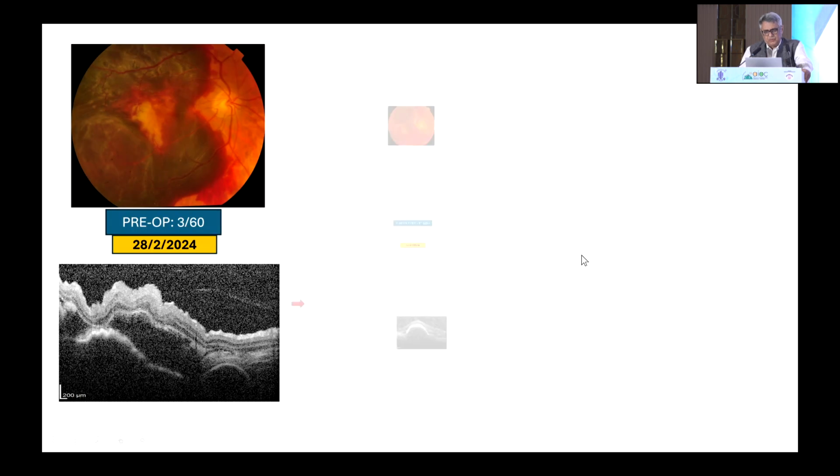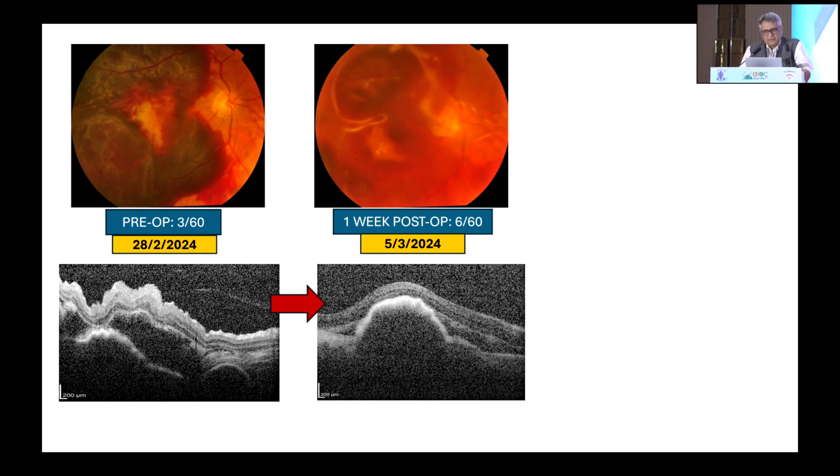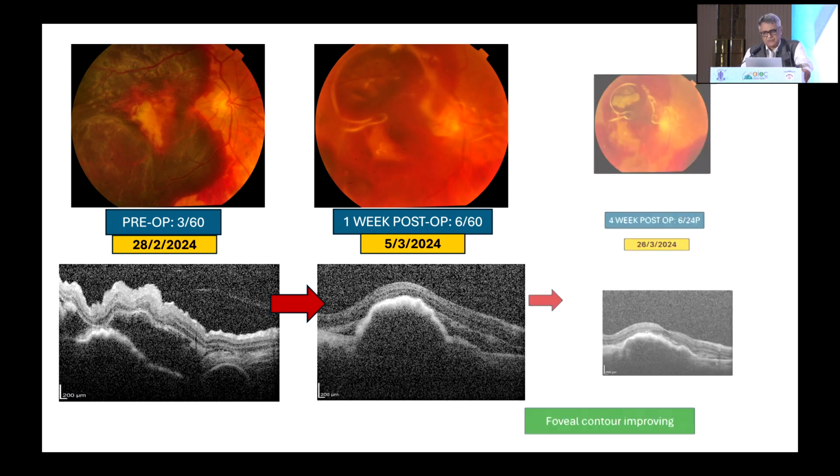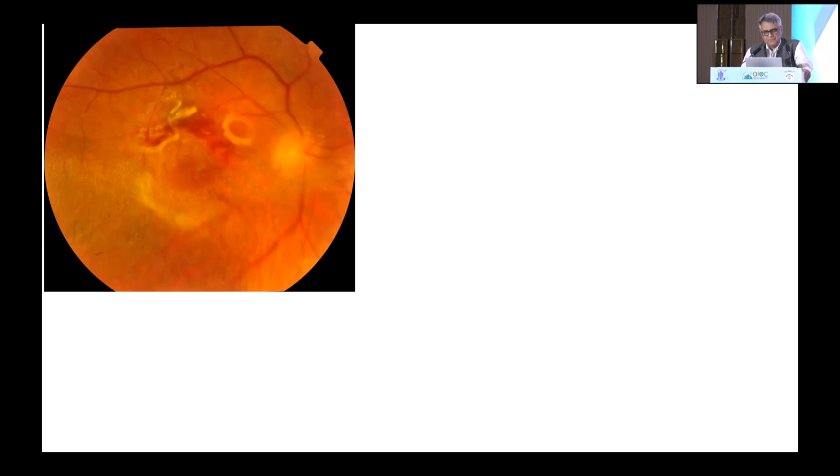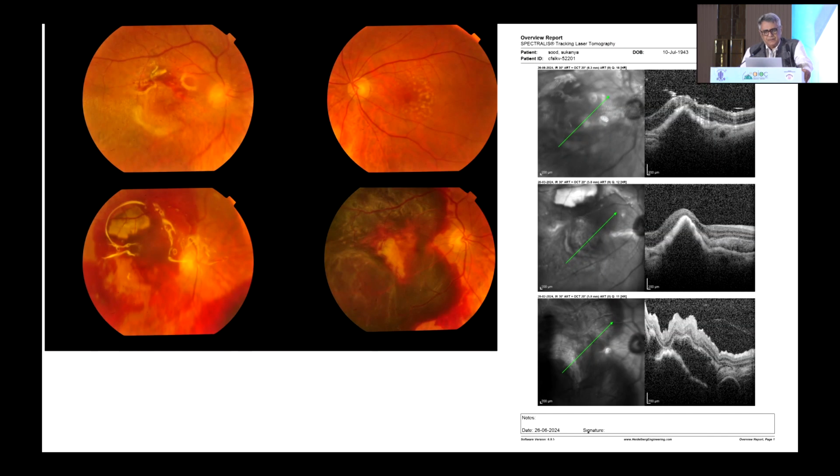And after follow-up, I kept giving aflibercept repeatedly, even in this eye, even though the gas was still there, we kept giving this. And the foveal contour started improving. This is the final picture of this. If you see this right eye, and this is the right eye of the last follow-up. Reasonably good response to vitrectomy plus RTPA plus aflibercept.